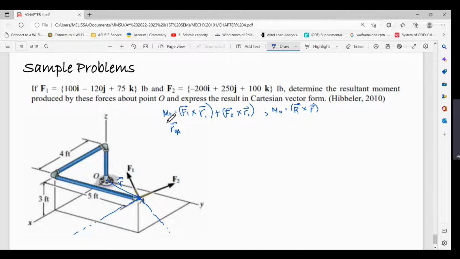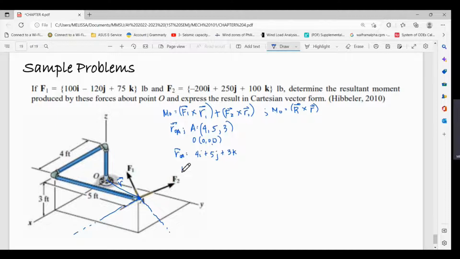So, our A is X natin dito is 4, Y 5, Z is 3. Okay. X is 4, tapos 5, 3. Okay, so that is now the coordinates of A. And then, of course, O natin is 0, 0, 0. So, the position of vector R is equal to 4I plus 5J plus 3K.